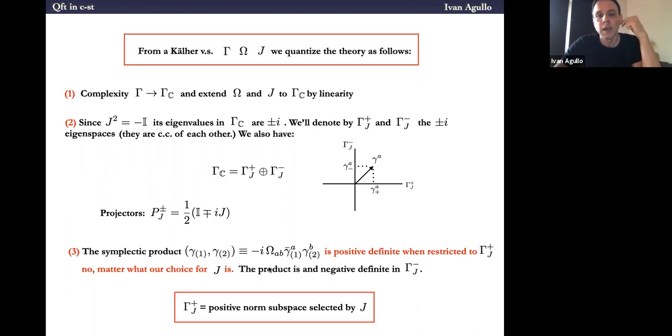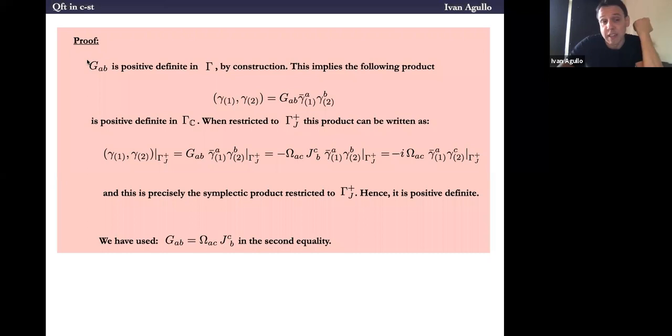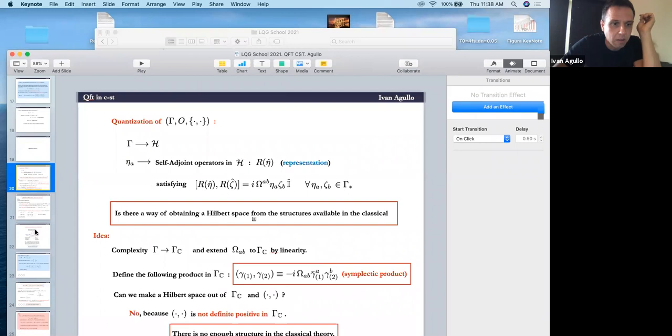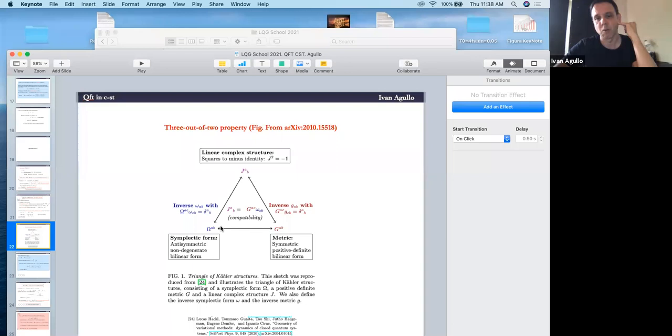If you want to see the details, the proof that I didn't show uses that. In fact, the proof starts by using the positive definiteness of G. If that fails, then you cannot build a Hilbert space. Therefore, it's not enough to have a complex structure. You need to have a complex structure which is compatible, in this triangle manner, with a metric. This is the extra condition on the complex structure. Any other question?